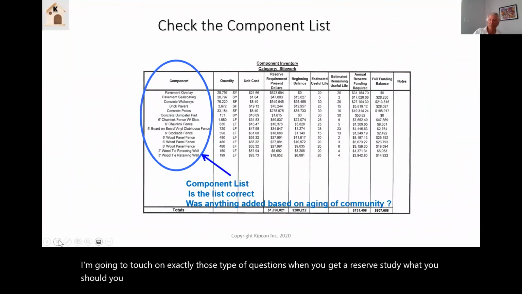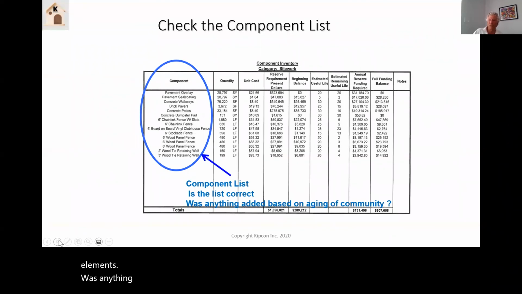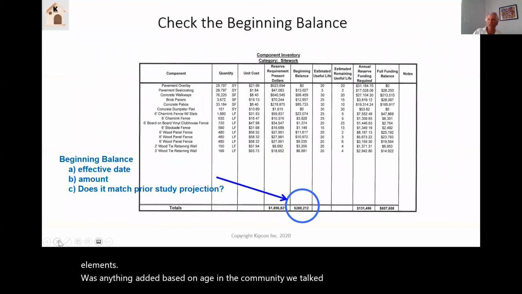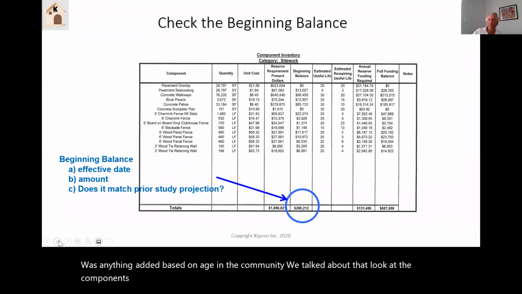Look at the components, make sure it's correct. You live there, you know the common elements. Was anything added based on the aging of the community? We talked about that. Look at the components. Look at the beginning balance. Is the effective date right? Is the amount right?